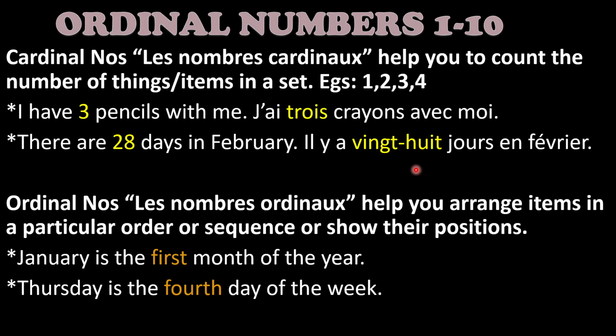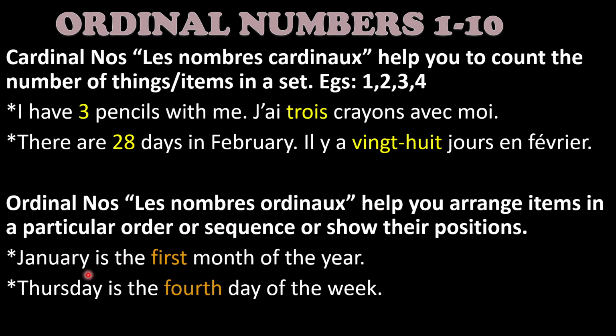Now, what is that 1st and 2nd? It's showing your rank. It's showing where you stood, your order in the list of participants. So, any numbers which show the order, help you arrange yourself or any items in a set, are what we call the ordinal numbers. So in English, the ordinal numbers will be 1st, 2nd, 3rd, 4th, 5th, and so on. And in French, they are called les nombres ordinaux.